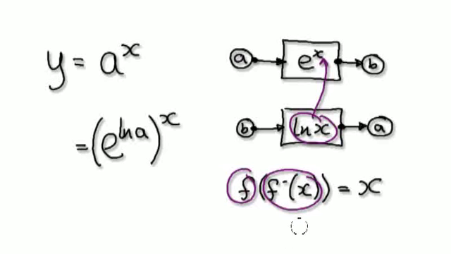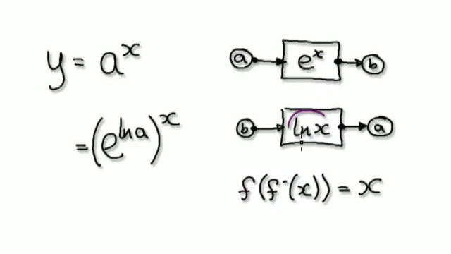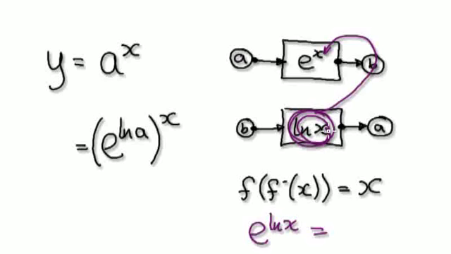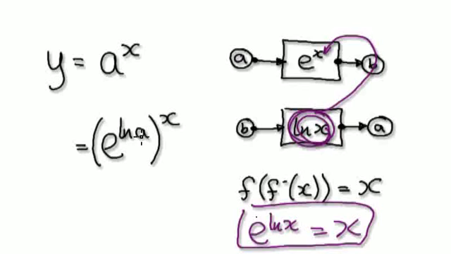Hang on. Let me start again. Put the inverse into the original. So put the inverse into the original. So that will be e to the natural log of x, which will give you what you originally put into this, which was x here. So this here is true. So that's what we're doing here.